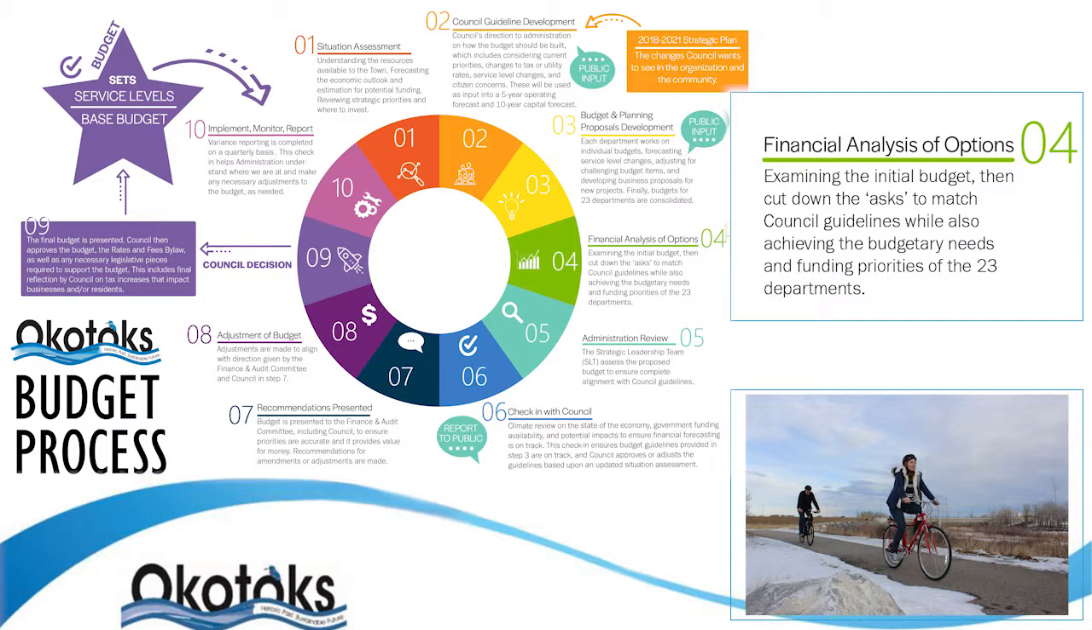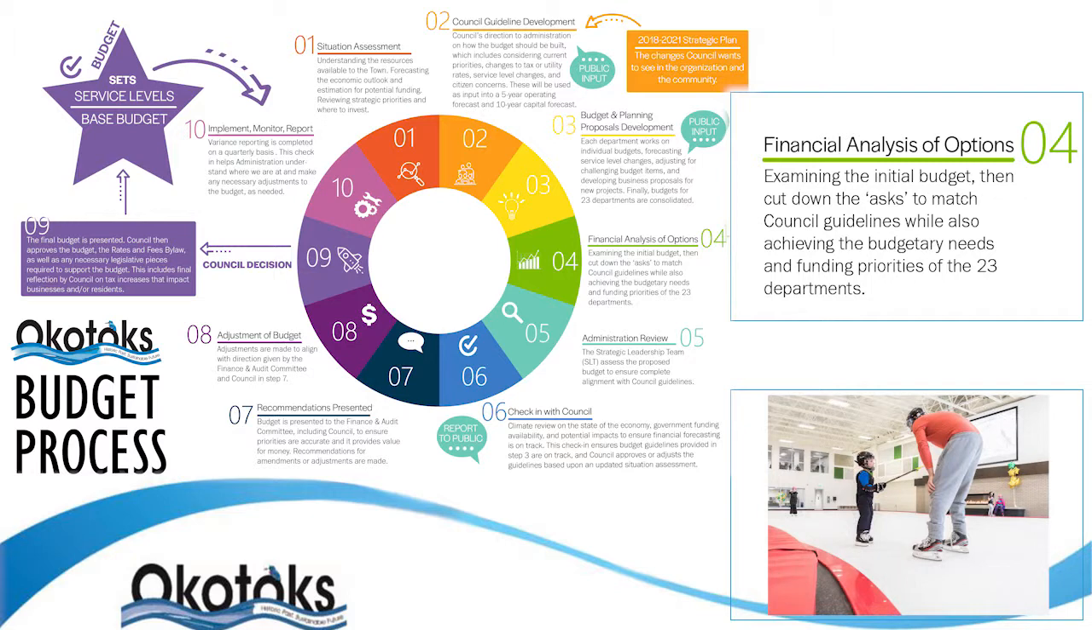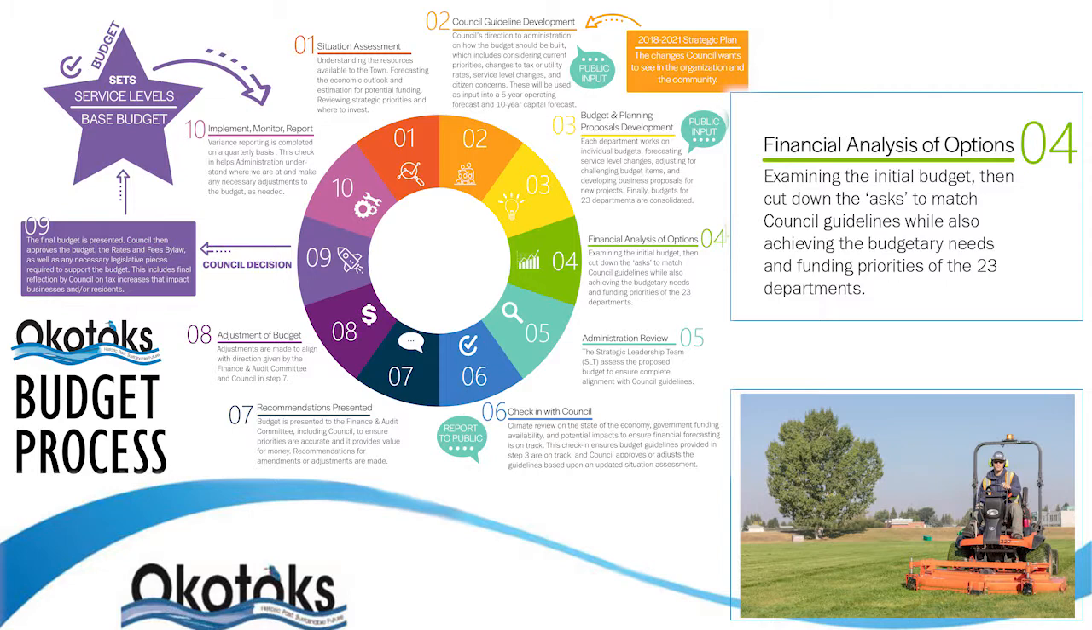We say, do we have enough money to achieve what the 23 business units want? And are they the priorities that need to be funded? And that's where we go through those to say yes, no, maybe. And that's where we whittle all of those asks down to match what council's budget guidelines were.